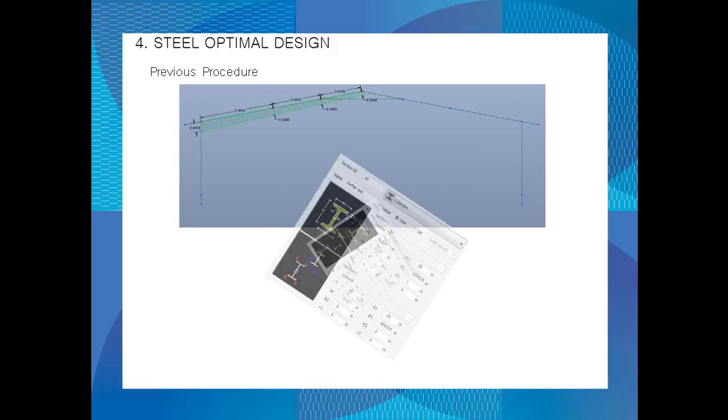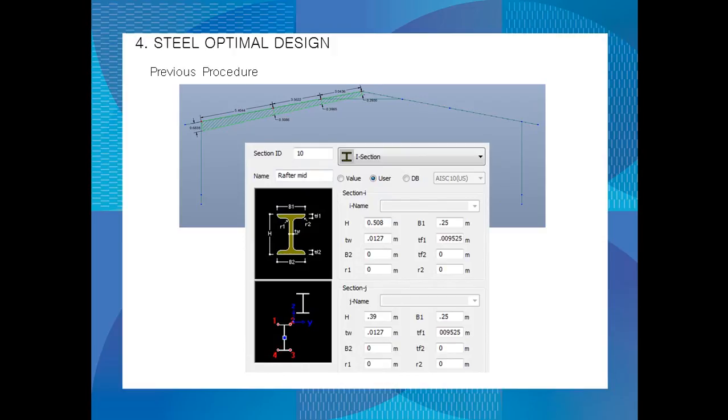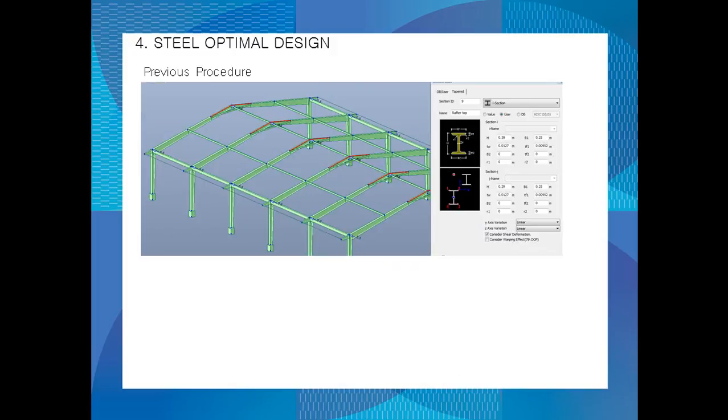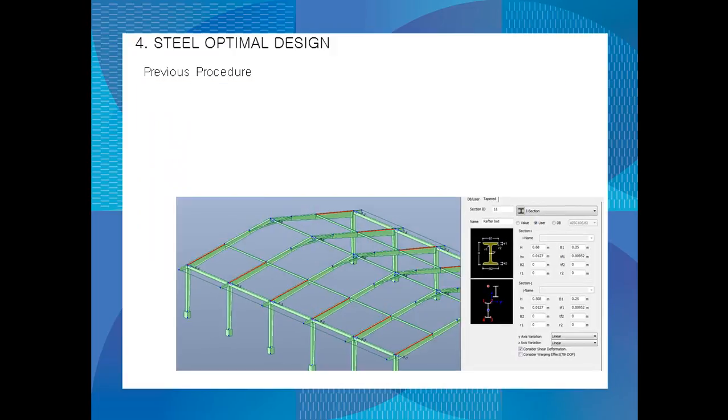For the bottom part, these are the sections and inputs that I would use. Middle section, and the top section. So here I'm showing you the top section, bottom section, lower section. As you can see, they all have the same section, and that's how I would do it with previous programs.